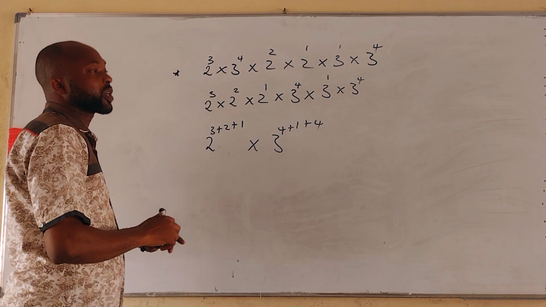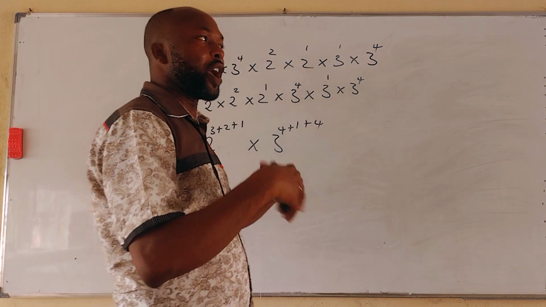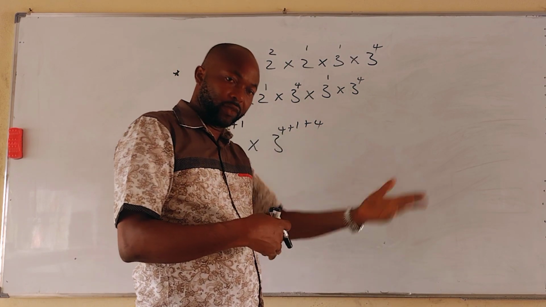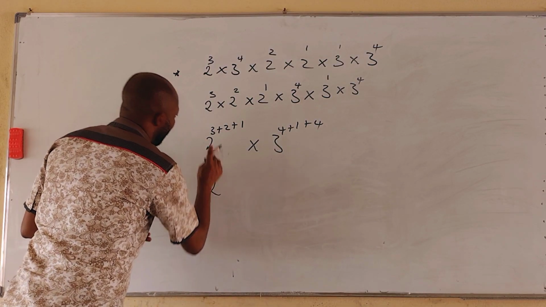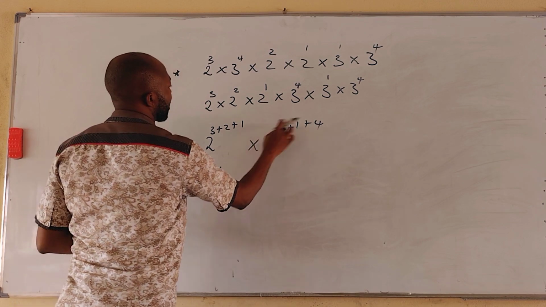Don't forget, multiplication law says when numbers with equal bases are multiplied, the powers are added. When the numbers are mixed up, we have to regroup them and still proceed, which I am doing. So here becomes 2 raised to the power 6 times 3 raised to the power 9.